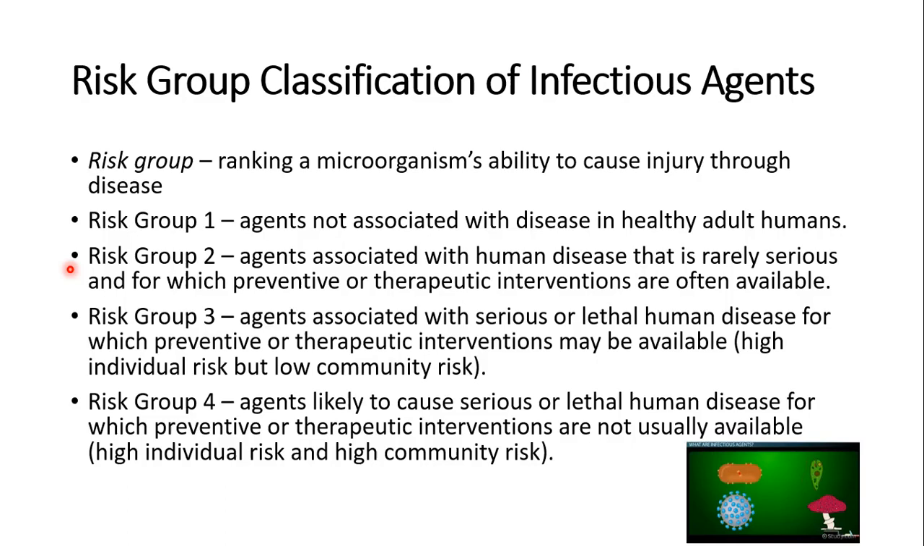Next is risk group 2, agents associated with human disease that is rarely serious and for which preventive or therapeutic interventions are often available. On the other hand, risk group 3 are agents associated with serious or lethal human disease for which preventive or therapeutic interventions may be available. Or in other words, those are the agents with high individual risk but low community risk. And lastly, risk group 4 are agents likely to cause serious or lethal human disease for which preventive or therapeutic interventions are not usually available. Or in other words, they possess high individual risk and high community risk.